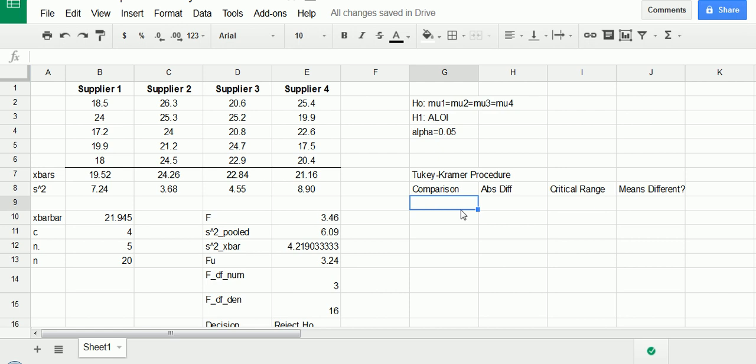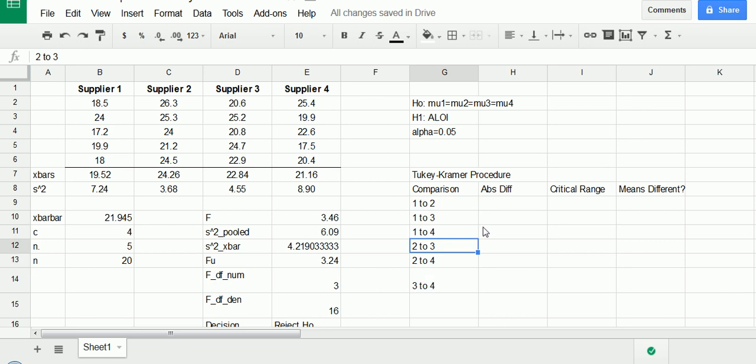So it doesn't matter which order we do it in. Let's just make sure we do them all. So let's do 1 to 2. That means supplier 1 to supplier 2. 1 to 3. 2 to 3. 2 to 4. And then 3 to 4. I think I've covered them. 1, 2, 3, 4, 5, 6. Yes, I got them all.